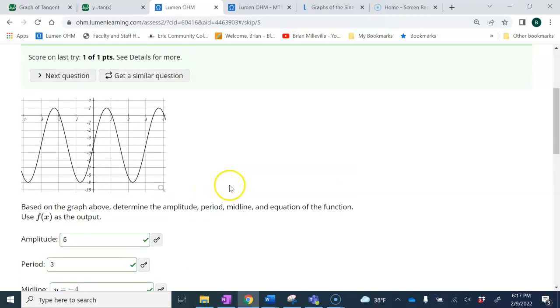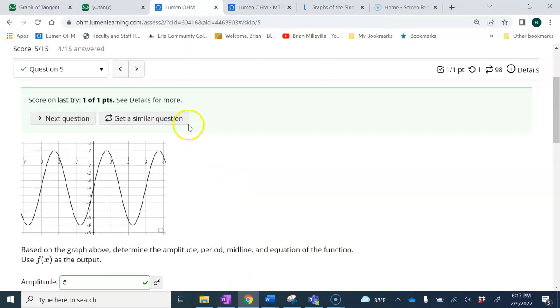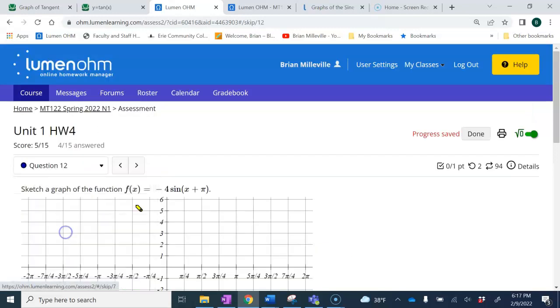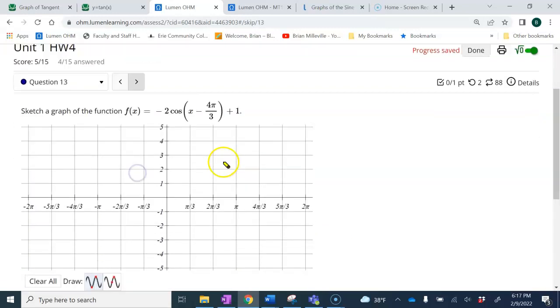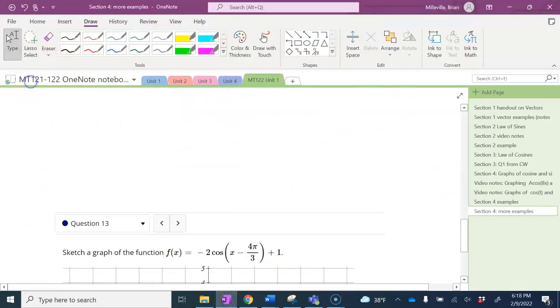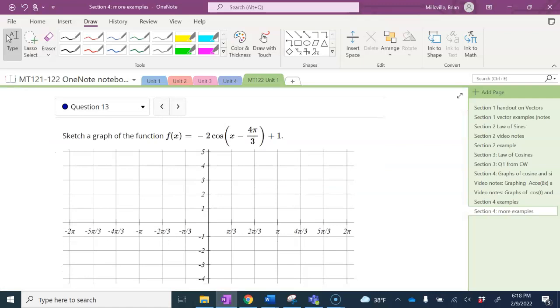All right, we're going to do another one here in a moment. The one we want to get to next here is number 12. Oops, sorry, I lied. Number 13. Okay, so this one we want to sketch the graph of this function, so we need to know how to sketch this out. So I'm going to bring a screenshot over to OneNote and we'll work it out. All right, so here we go. We want to sketch this graph.